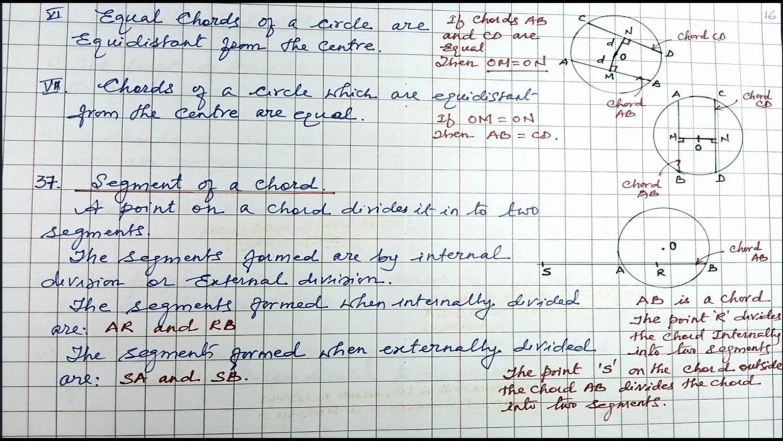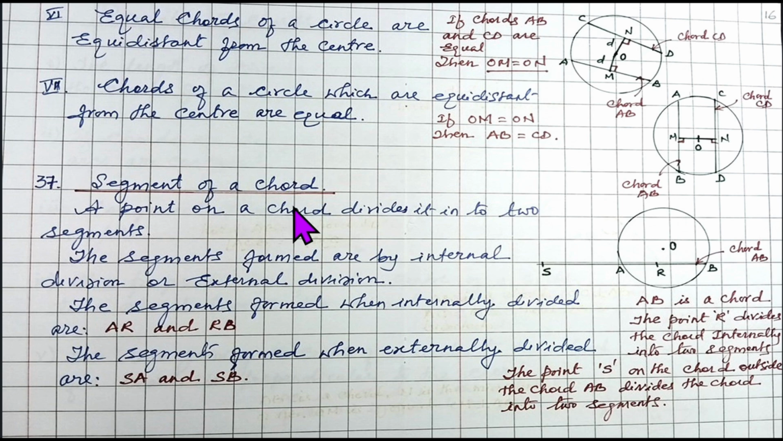Now coming to the next important property, equal chords of a circle are equidistant from the center. If chords AB and CD are equal, then the perpendicular distances from the center, that is OM and ON, are equal. So remember that. Now chords of a circle which are equidistant from the center are equal. So if there are two chords which are equidistant from the center, then the two chords are equal. That means that if the distance OM is equal to ON, then chord AB is equal to chord CD. So that is what you have to remember.